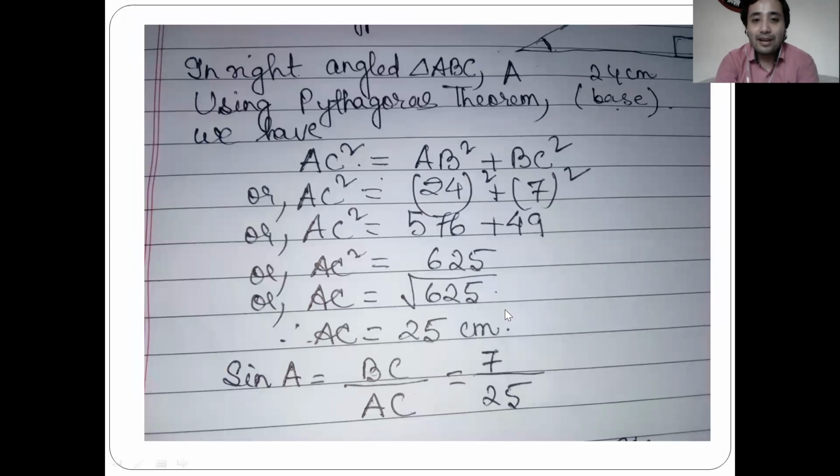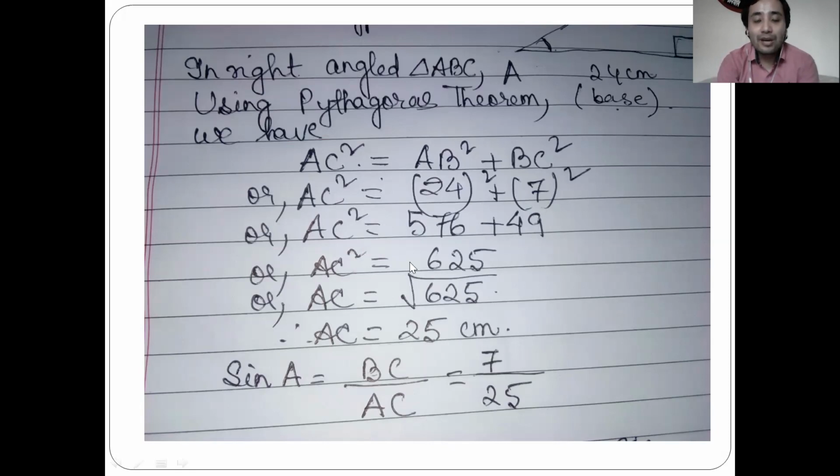So 24 square, how do we find? We multiply 24 into 24. If you multiply, you will see that it is 576. And 7 square will be 7 into 7, which is 49. So if I add these two, how much do I get? 625. So AC square is equal to 625. Throughout I have written AC square because that equality has to be maintained. Now AC square is equal to 625.